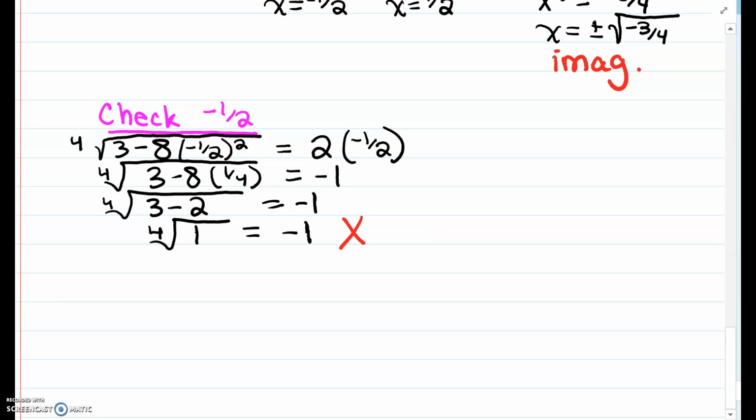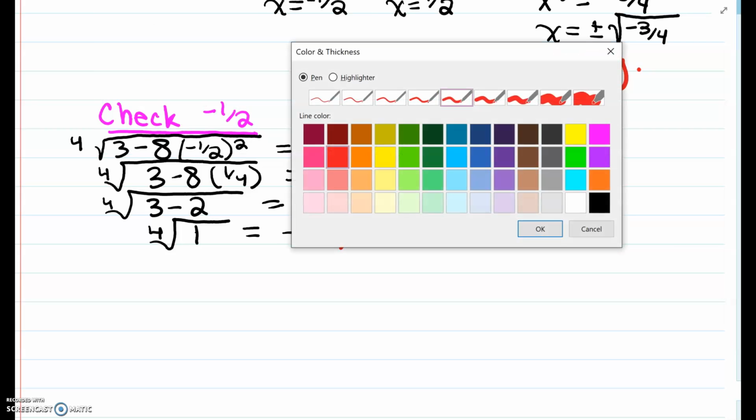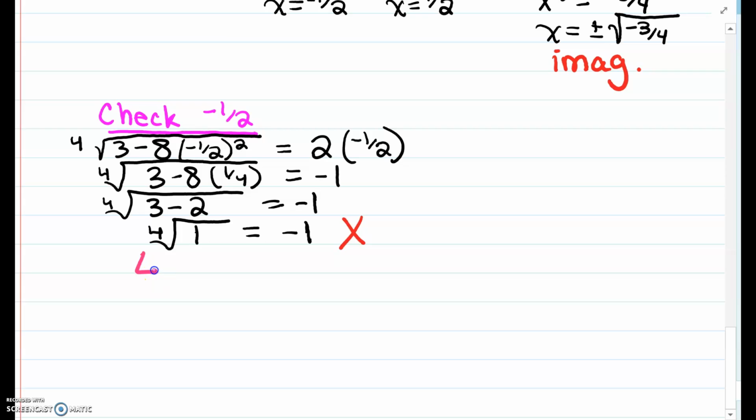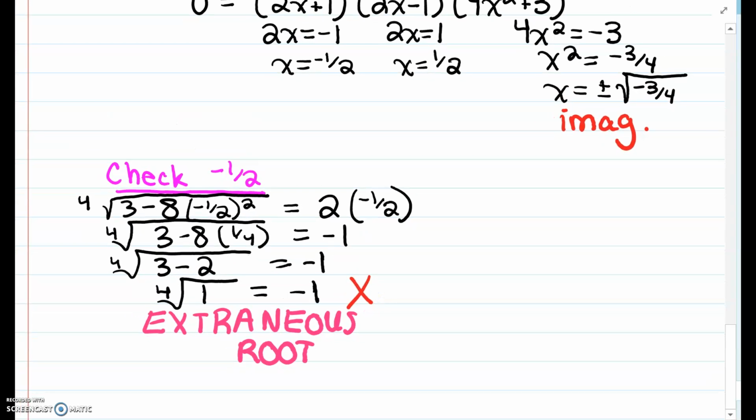When the solution does not satisfy the original equation, it is called an extraneous root. This is a very important thing to know. Remember, an extraneous root is when the solution does not satisfy the original equation. So negative 1/2 is in fact an extraneous root.